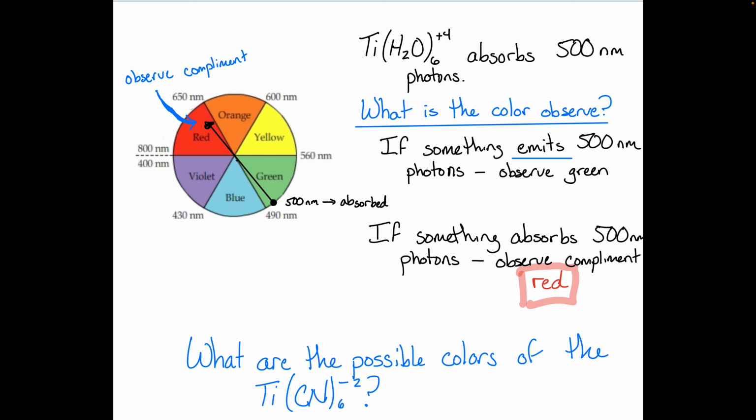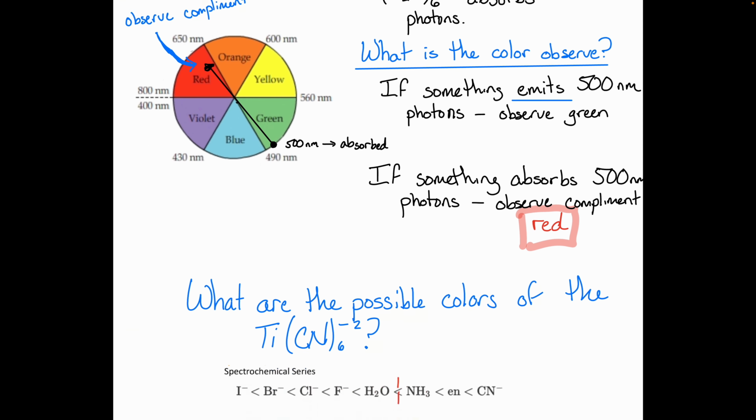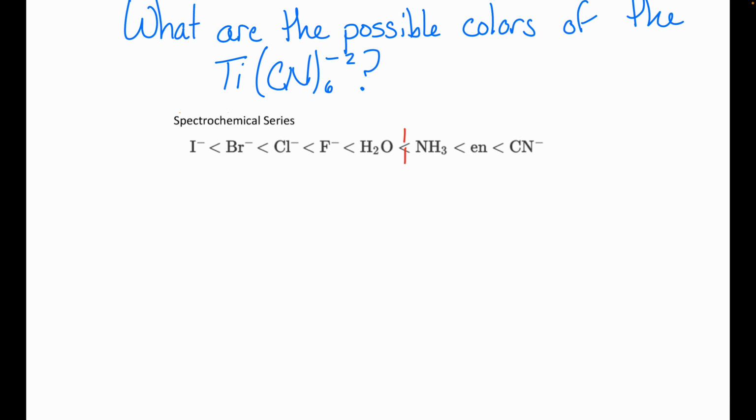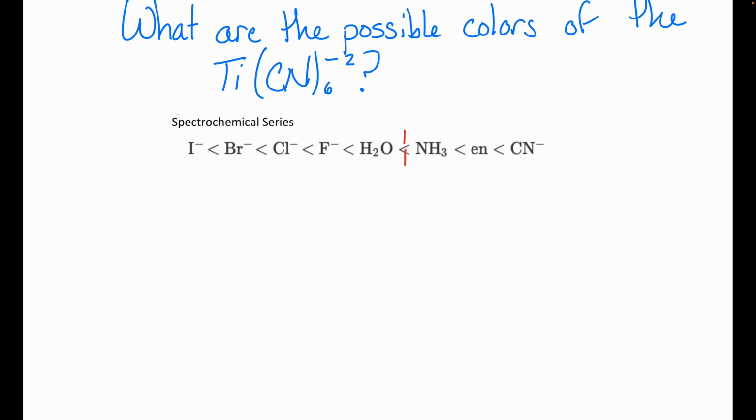All right, so how are we going to figure this one out? Again, we know our water complex here absorbs at 500 nanometers, but now we got a new complex with a new ligand. All right, what's going to happen when we swap out that water ligand for this cyano ligand here? All right, well, let's remember we have this spectrochemical series, right? What is this series telling us here? What is this ranking? This is ranking these ligands from the smallest crystal field splitting energy to the largest.